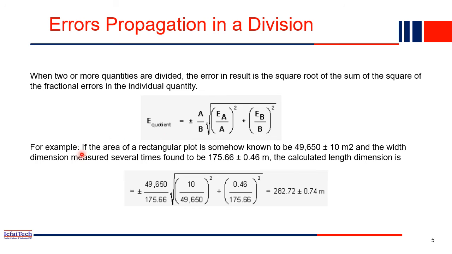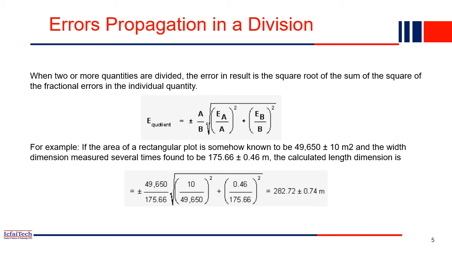So for example, here one example is given. If the area of a rectangular plot is somehow known, say you have some earlier document for this area of a rectangular plot, this is not a random one, let me just draw a rectangular one.